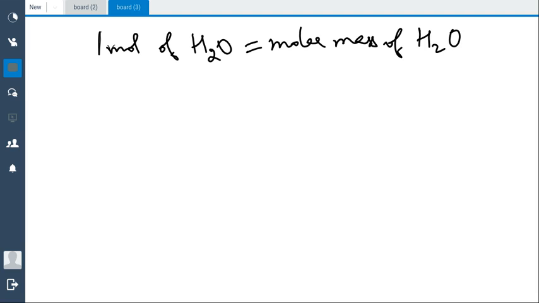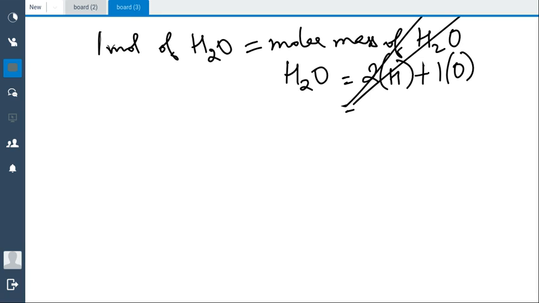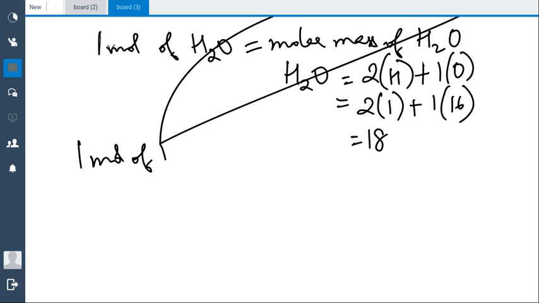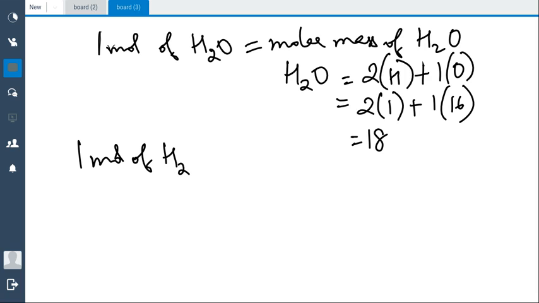Now, what is the molar mass of H2O? Remember last time we calculated 2 into mass of hydrogen plus 1 into mass of oxygen. That is equal to 2 into 1 plus 1 into 16. That is equal to 18. So 1 mole of H2O is equal to 18 grams of H2O.